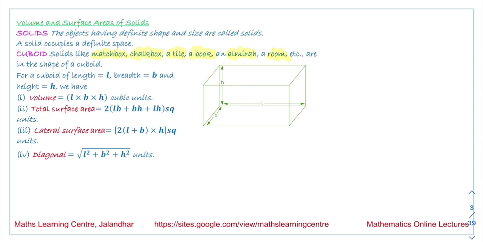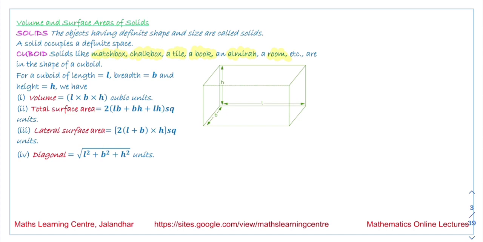So a cuboid has 6 faces. Faces means, if we are talking about the room, it has 4 walls, one is the floor and one is the roof. So there are total 6 faces we are talking about.